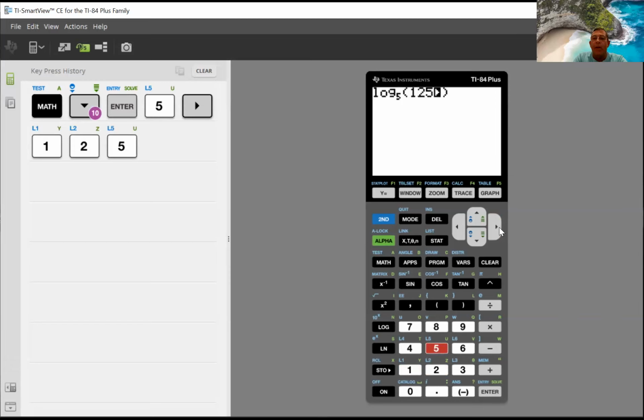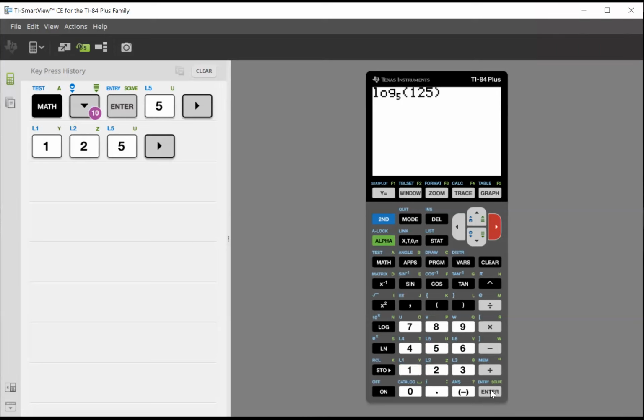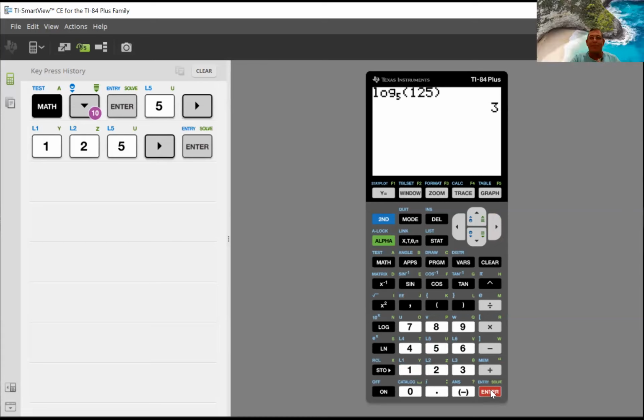So y'all, before I hit enter, how many times do you got to multiply a 5 times itself to get that 125? 3 times. And there you go, 3 times. Okay, y'all, so remember, hit math, arrow down, find log base, put in your numbers, hit enter, and be done, okay?